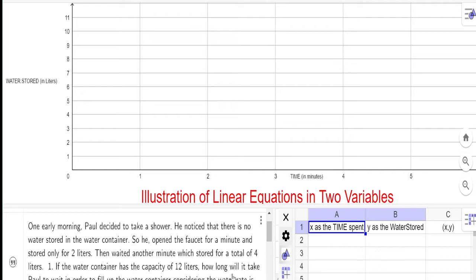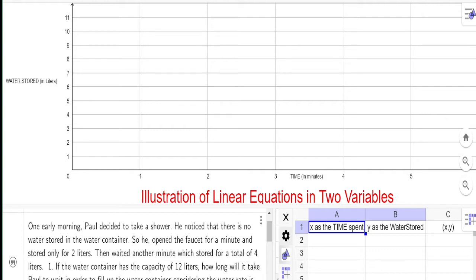So gaano katagal daw maghihintay si Paul, in minutes, para mapuno yung balde? Considering na ang daloy ng tubig sa gripo ay constant. So 1 minuto, 2 litrong tubig. Okay.